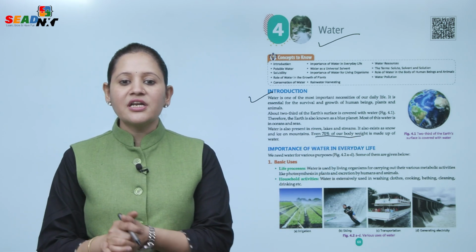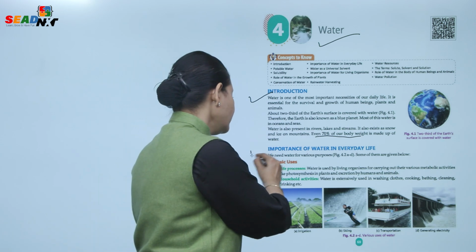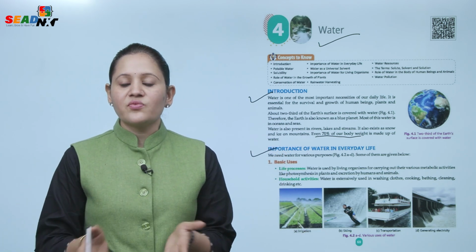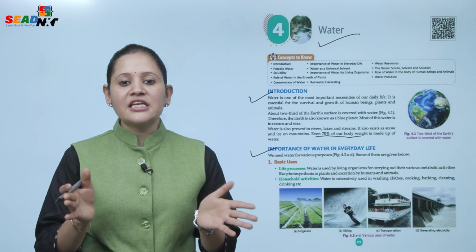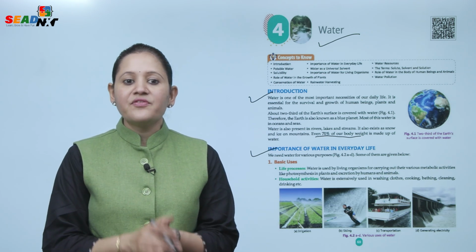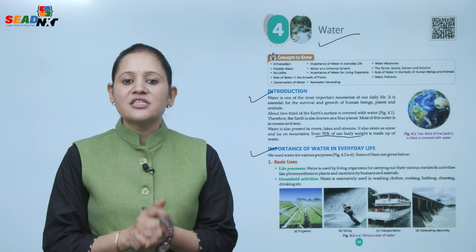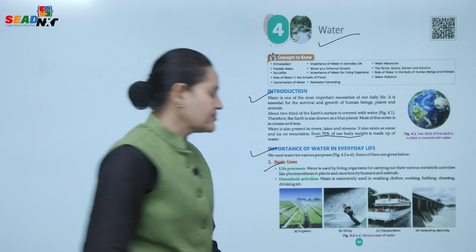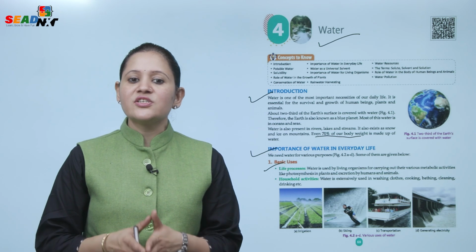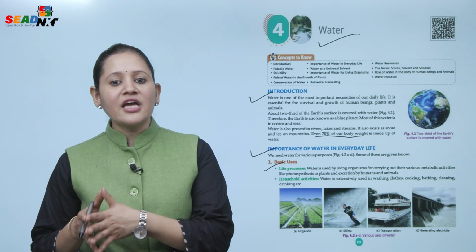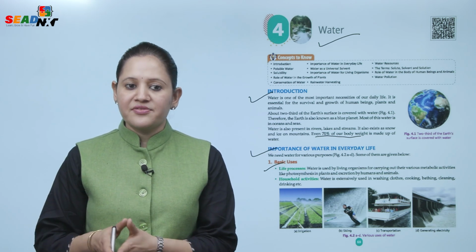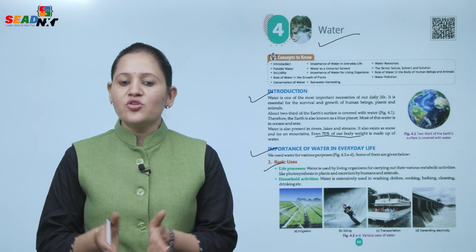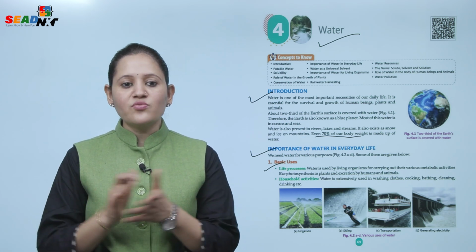Next, importance of water in everyday life. As we know, all living things, whether animal or plant, need water for their survival. We need water for various purposes. Some of them are given below, like basic use. Life process: water is used by living organisms for carrying out their various metabolic activities like photosynthesis in plants and excretion by humans and animals. So, all these need water.